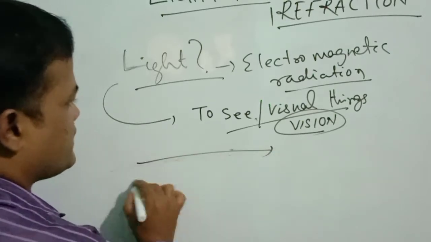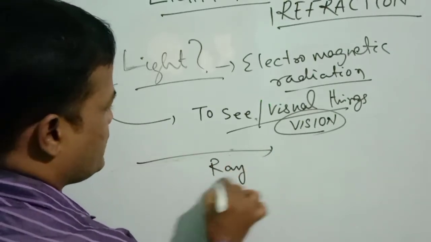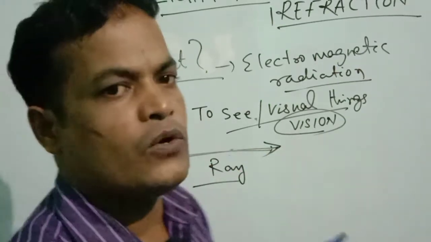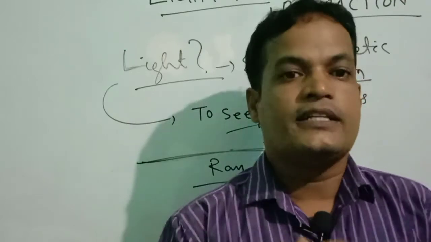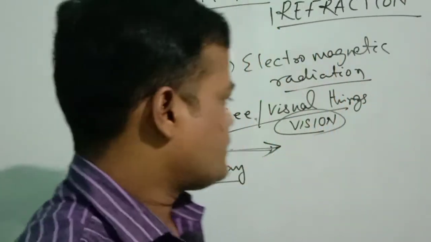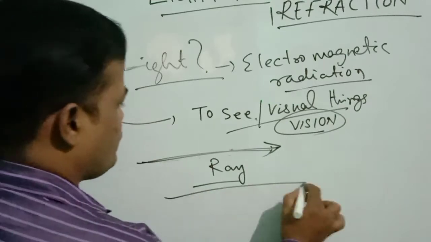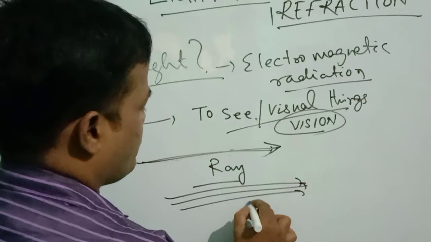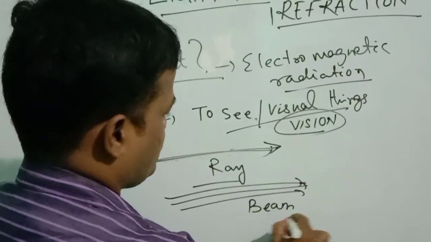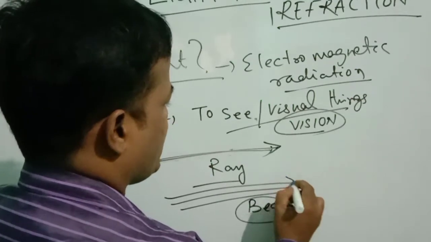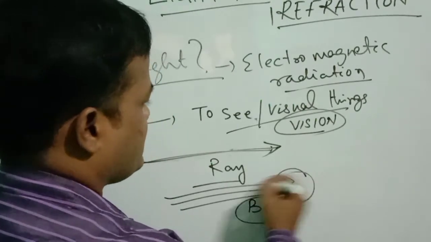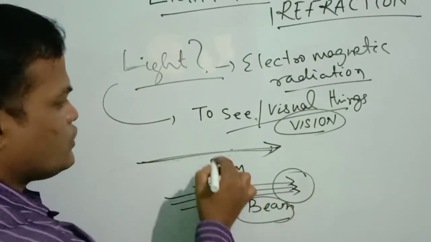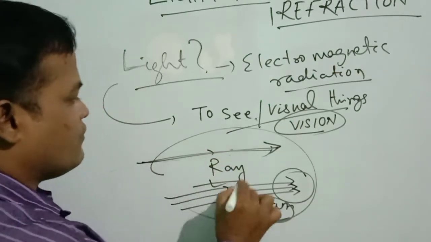That is light. And we know that light always propagates, that it moves in a straight line in the form of rays. Okay children, light always moves in a straight line in the form of rays. We have already taught in class 7 how light passes in a straight line. When a group of light rays come together, they form a beam of light. So it is a ray of light, and this is called the beam of light.